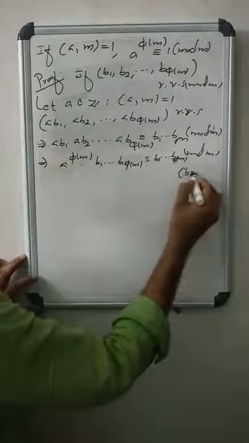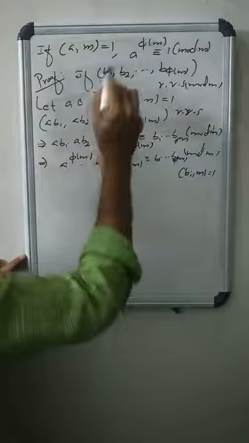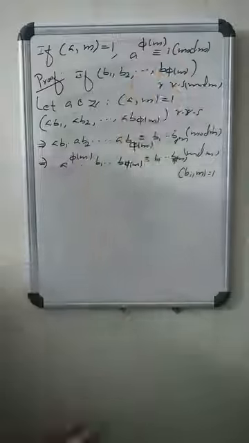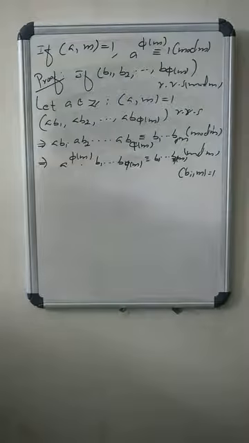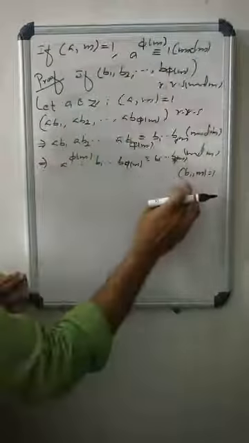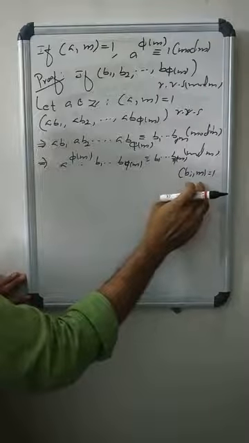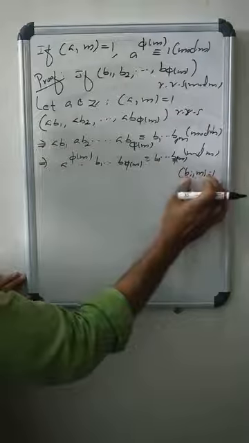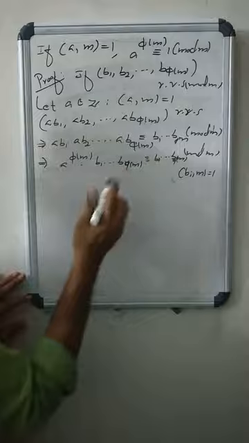Clearly, each bi and m are relatively prime. Why? Because b1, b2, ..., bφ(m) form a reduced residue system mod m. That means each bi and m are relatively prime. Since each bi and m are relatively prime, the cancellation law holds here.